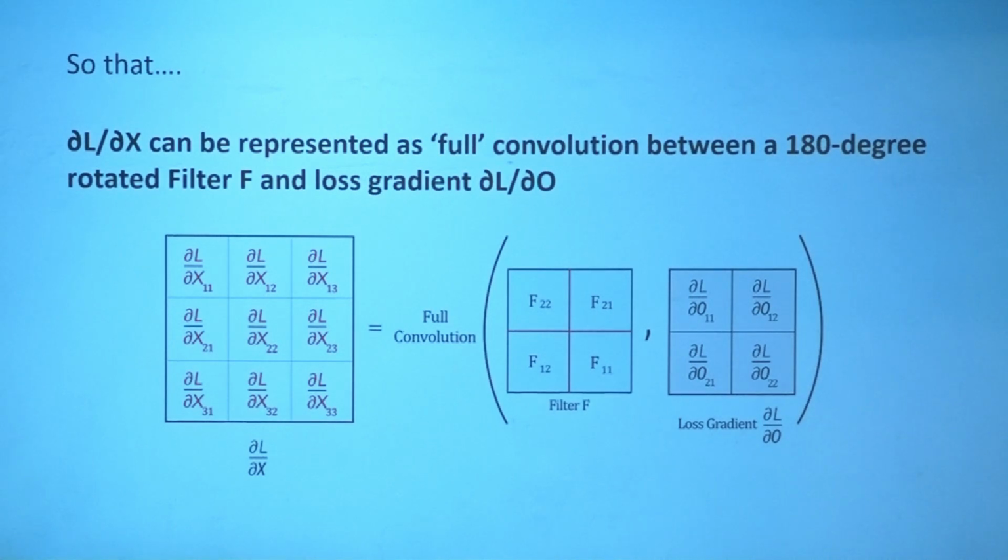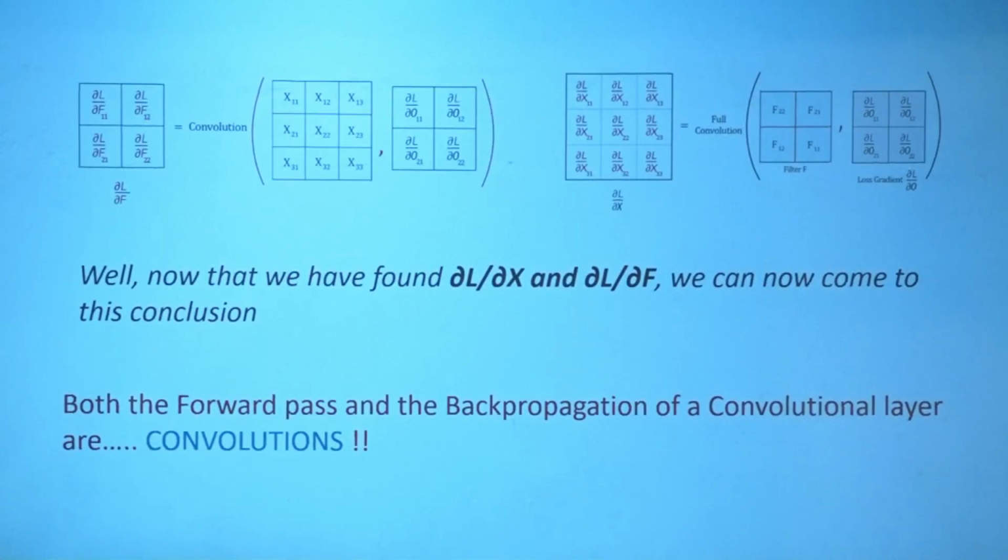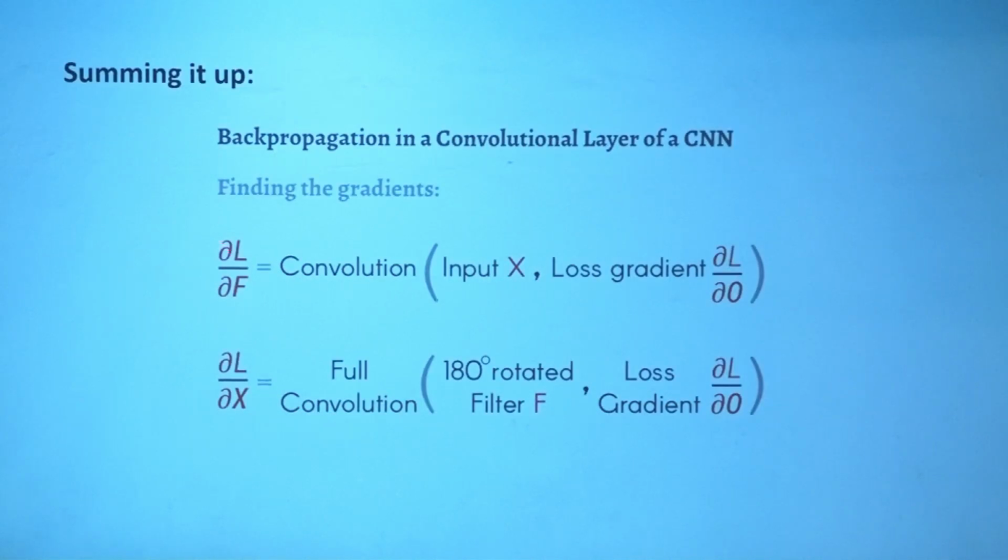Understood? So finally what I am saying is both are convolutions. In a convolutional layer, both the forward pass and backward pass are convolutions. Simply to say, the derivative of loss with respect to the filter is a regular typical convolution between the input and the loss gradient, and the derivative of loss with respect to the input is the full convolution between the 180 degrees rotated filter and the loss from the previous layer. Clear?